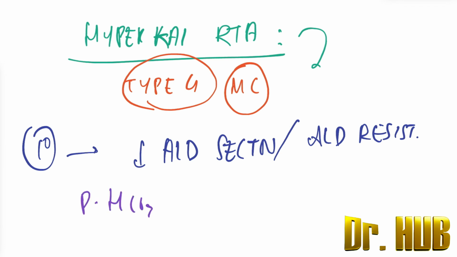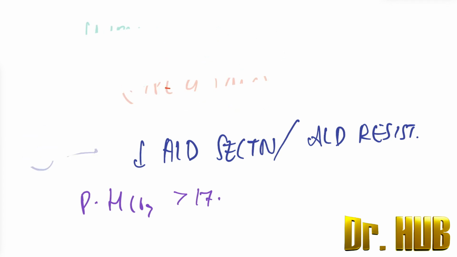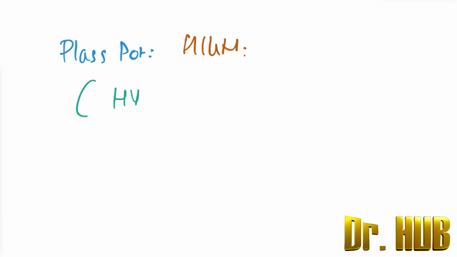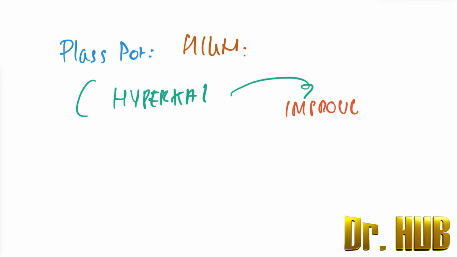The plasma HCO3 level here is going to be greater than 17. And what about the plasma potassium? The plasma potassium is going to be very high. Correcting the hyperkalemia alone will improve the acidosis by increasing the ammonium availability.